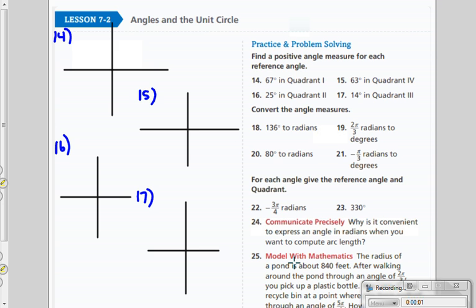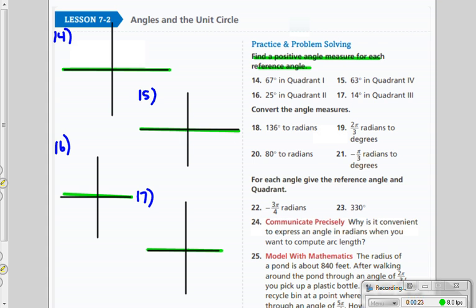This is the review for the Unit 7A test. Let's look at problems 14 through 17. Find a positive angle measure when they give you the reference angle. So they tell you the quadrant that it's in and the reference angle. One thing I want to remind you of is the reference angle is always in relation to the x-axis.